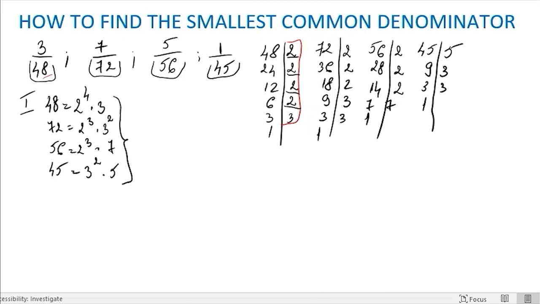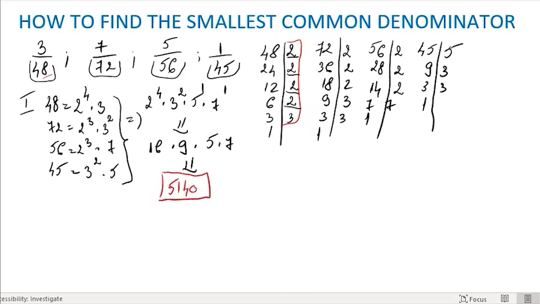In this way, to determine the lowest common multiple of the denominators, we will take all bases to the highest power. So I have here 2 to the power of 4 multiplied with 3 to the power of 2 multiplied with 5 multiplied with 7 to the power of 1, of course. It results that 16 multiplied with 9 multiplied with 5 multiplied with 7 gives our smallest common denominator, 5040. Yes, this is my smallest common denominator.